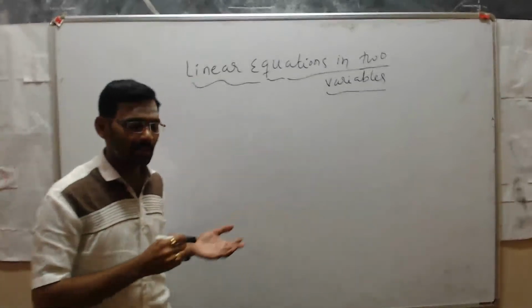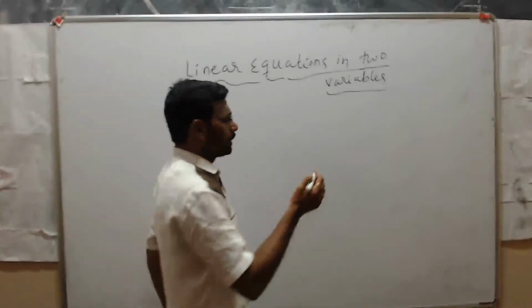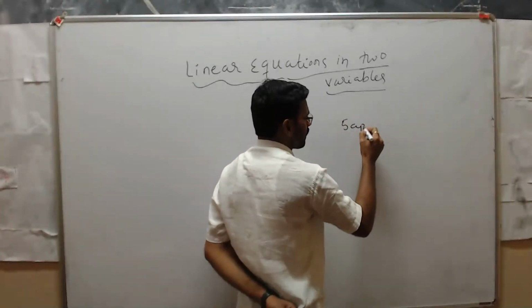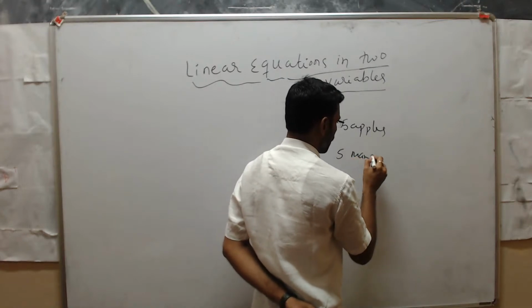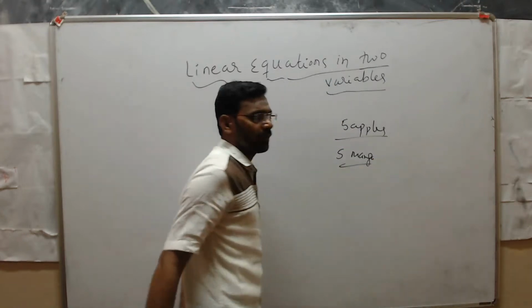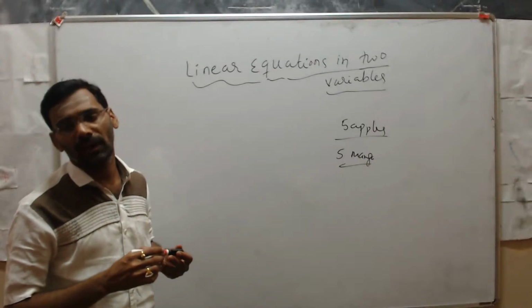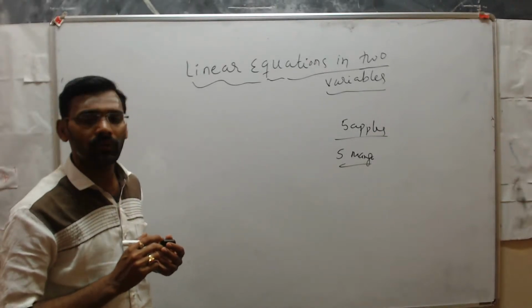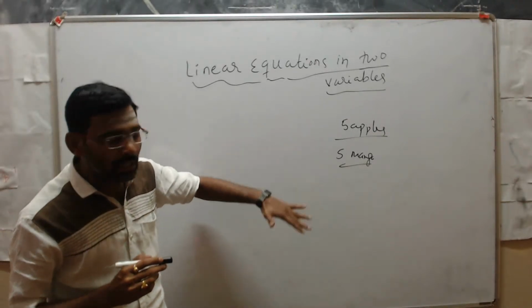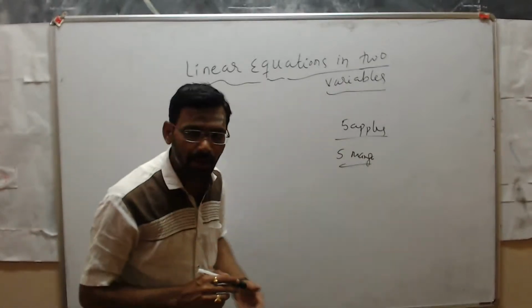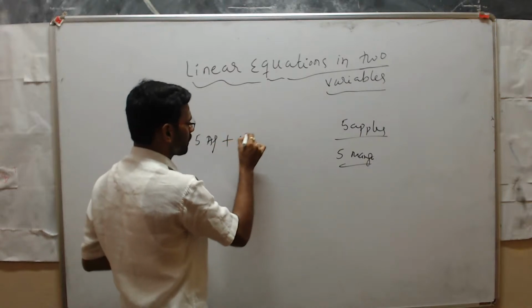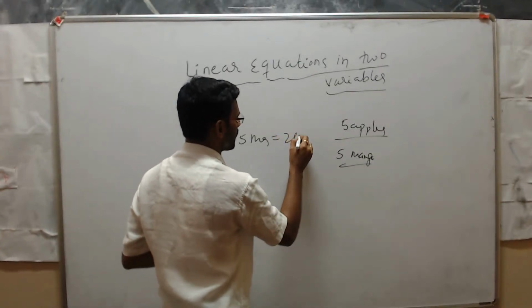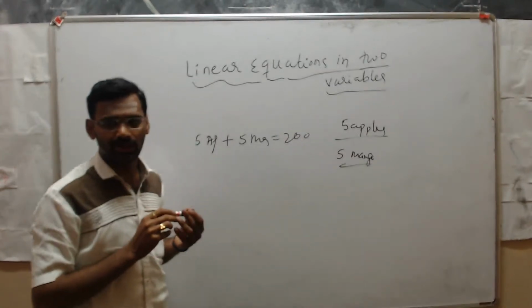Okay, now some other example. 5 apples and 5 mangoes. The total amount of 5 apples and 5 mangoes is how much? 5 apples plus 5 mangoes is how much? 200 rupees. It is the situation.